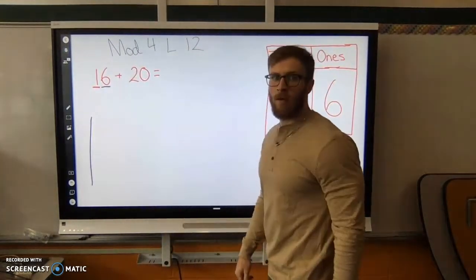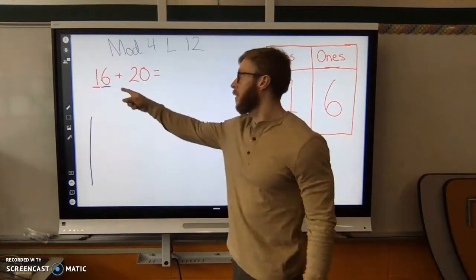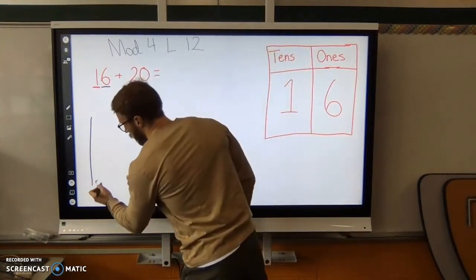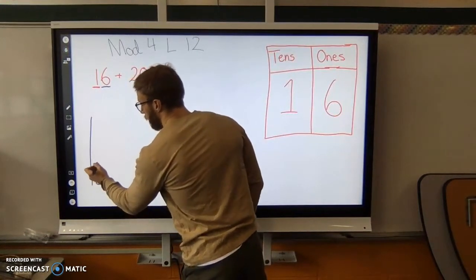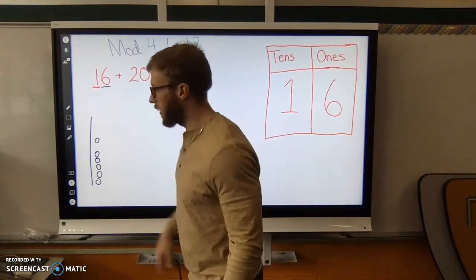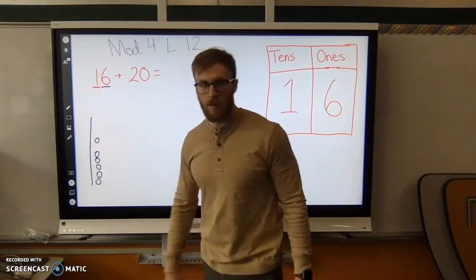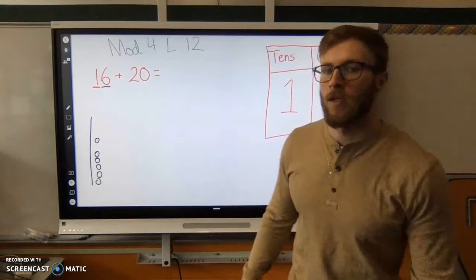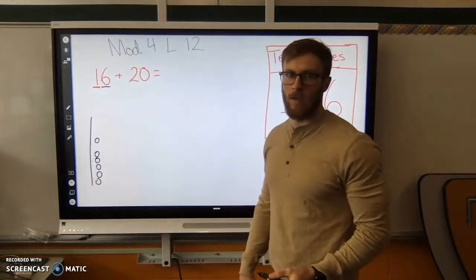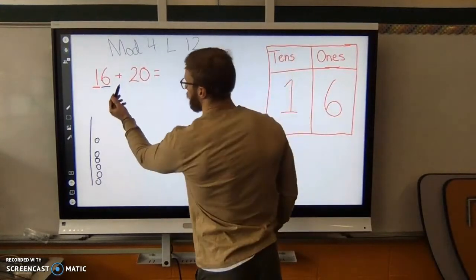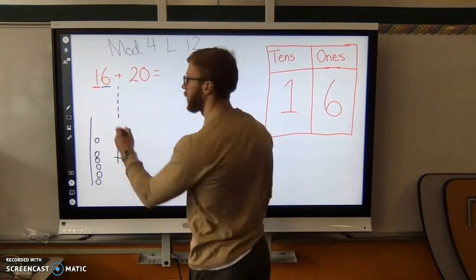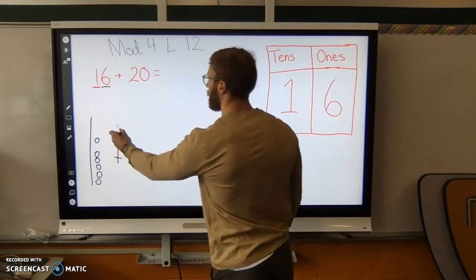How many ones are there in 16? 6. So ones are drawn as circles, so we go 1, 2, 3, 4, 5, and 6. I like to leave this space here so I can see a group of 5 and 1, which makes 6. So there's my 16. It's drawn directly under my number 16. Now I can bring my plus sign down and put it right there.